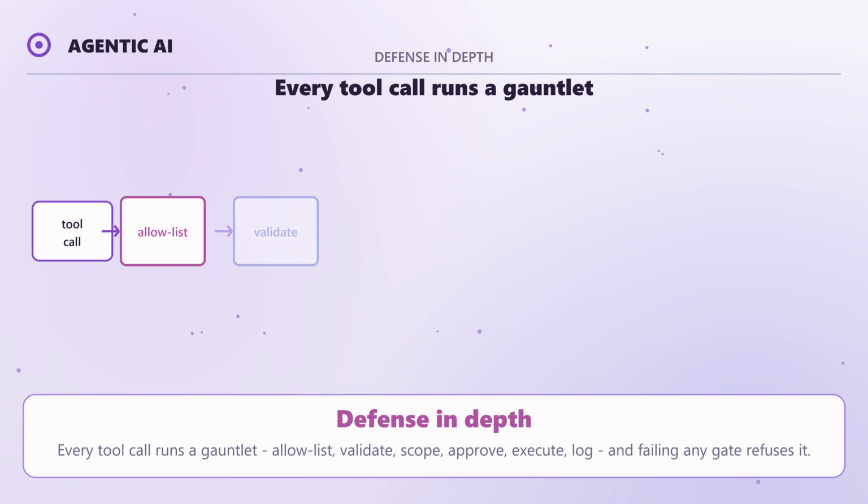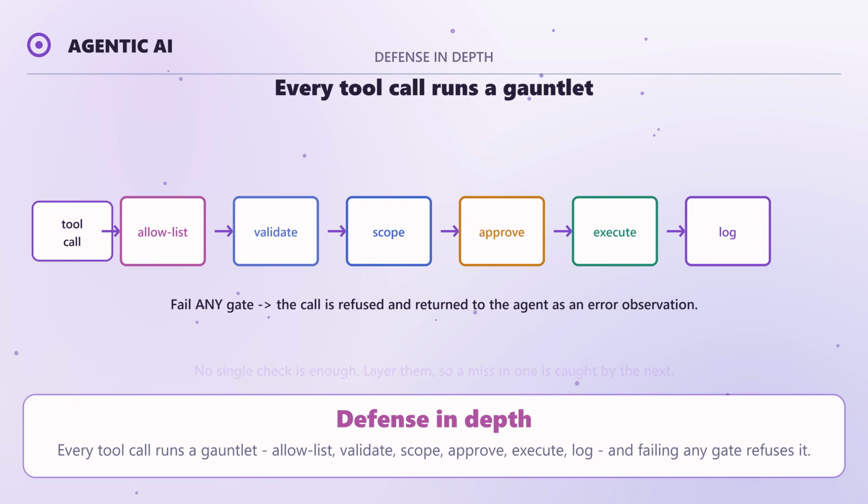Now, no single check is enough on its own, so we layer them, defense in depth. Picture every tool call running a gauntlet. First, the allow list. Is this even permitted? Then validate the arguments. Then check the scope. Then, if it's risky, get approval. Only then execute. And finally log it. Fail any gate and the call is refused and handed back to the agent as an error observation. A miss in one layer gets caught by the next.